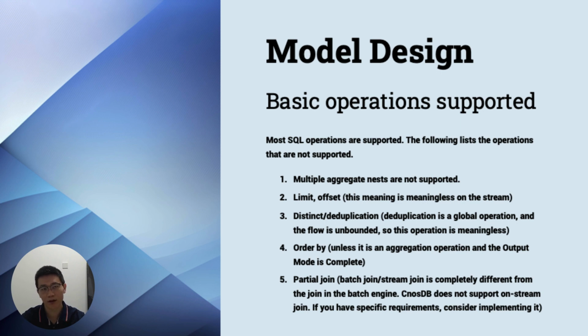Concepts such as limit and offset are not meaningful in the context of streaming because streams are inherently unbounded, and limiting or offsetting them doesn't make sense. The distinct operation is also not supported because it's a global operation and streams are unbounded by nature. The order by operation is not supported unless it occurs within an aggregation operation that's synchronized within the aggregation operation and meets certain output criteria.